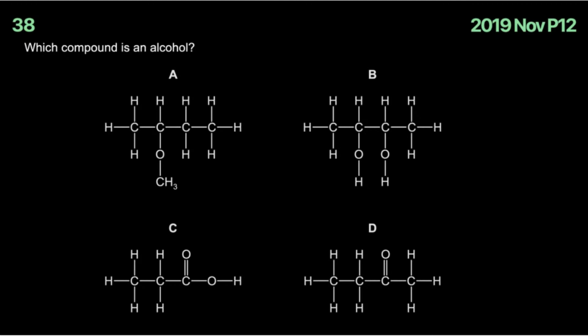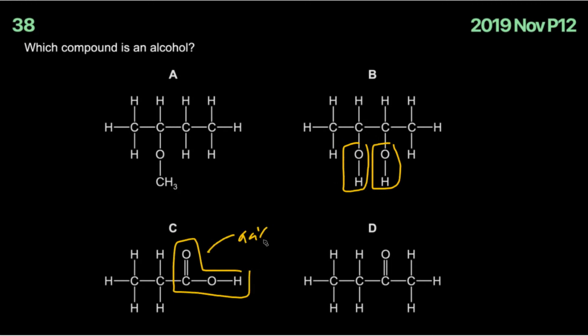Abdul, don't worry. So here, which compound is an alcohol? Glad we're doing this question before Ramzan starts. Okay. So what makes something an alcohol? The presence of OH groups. Now, this one has OH along with COOH as well. So this is an acid. So the answer is B.